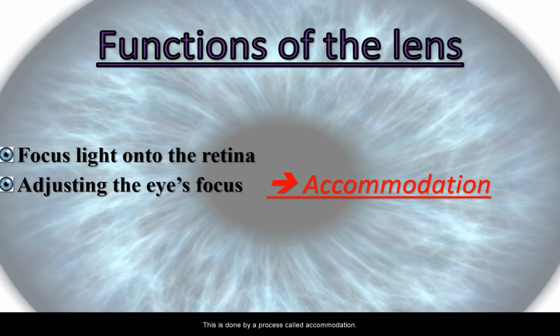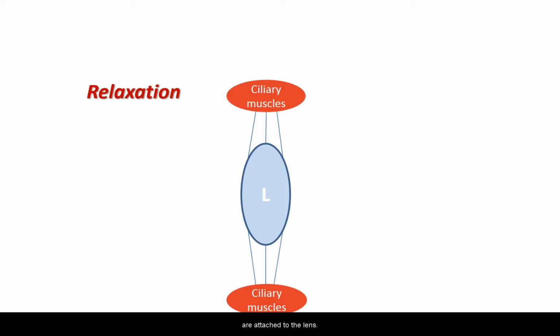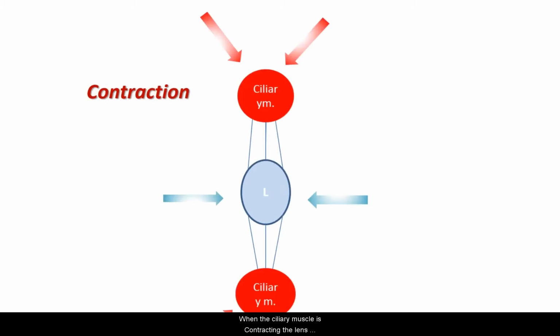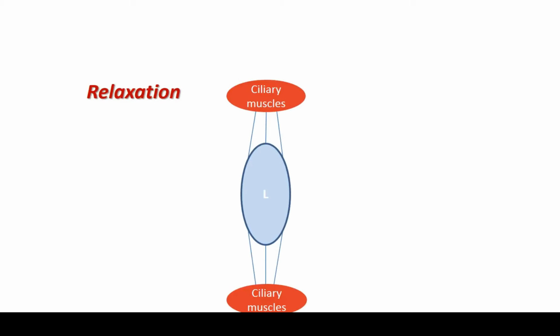This is done by a process called accommodation. Accommodation happens through the ciliary muscles attached to the lens. When the ciliary muscle is contracting, the lens becomes more convex, improving the focus for closer objects. When it relaxes, it flattens the lens, generally improving the focus for farther objects.